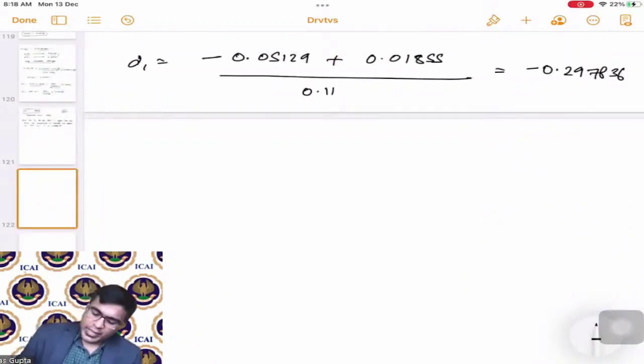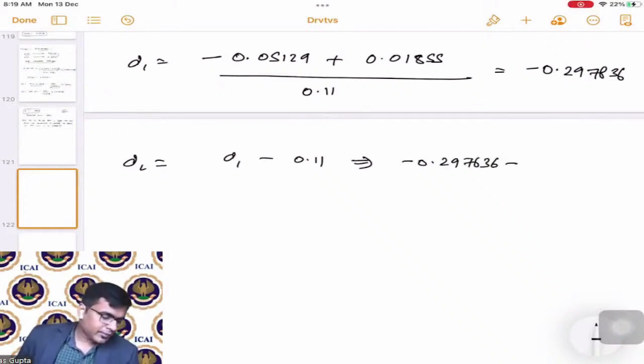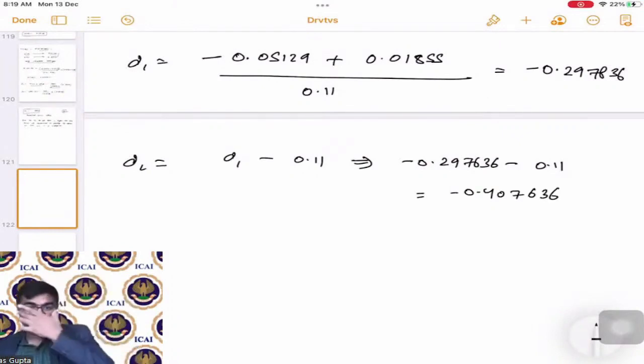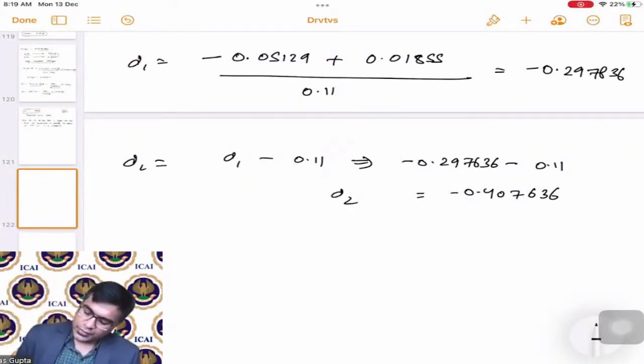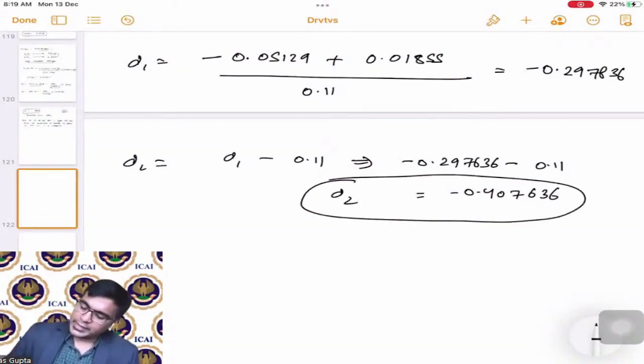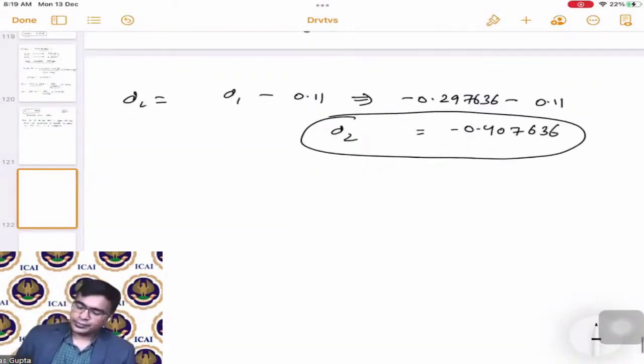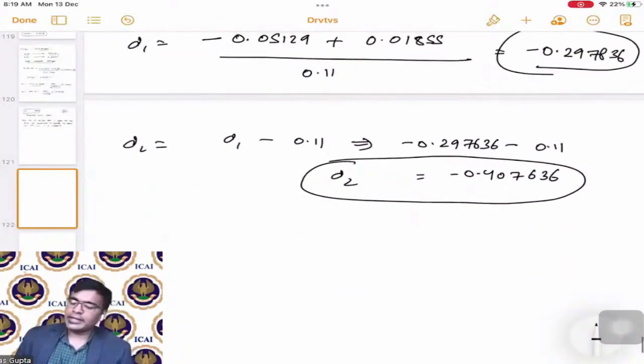This is the D1 value, and the D2 value will be D1 minus 0.11, which is equal to minus 0.297636 minus 0.11. So this is equal to minus 0.407636. Correct? This is actually D2 and this is actually D1. Correct? Now we have to calculate the N(D1) and N(D2) values using the interpolation techniques again.